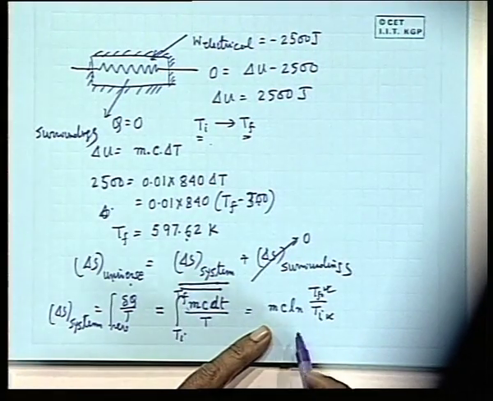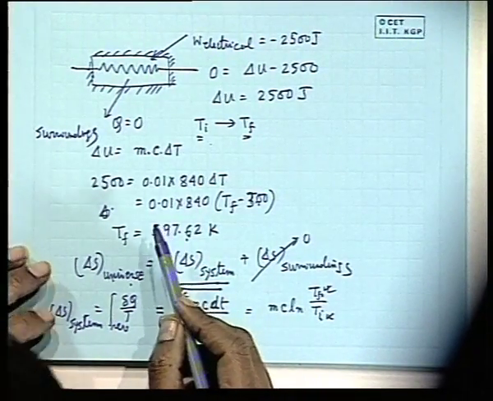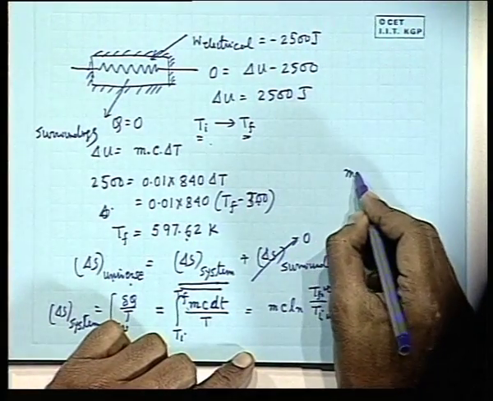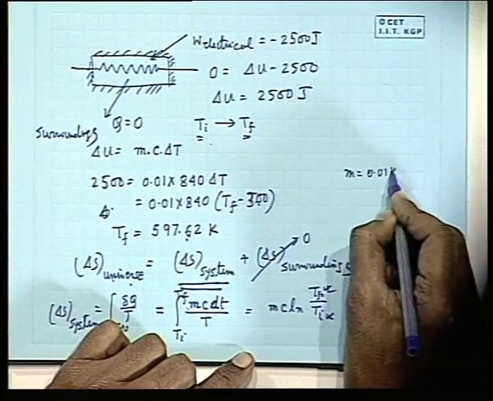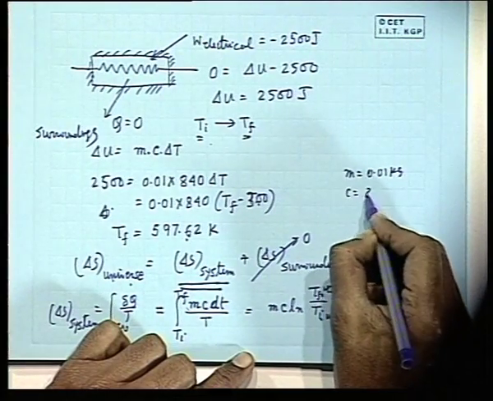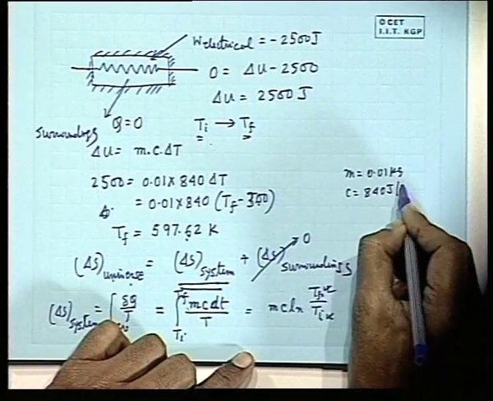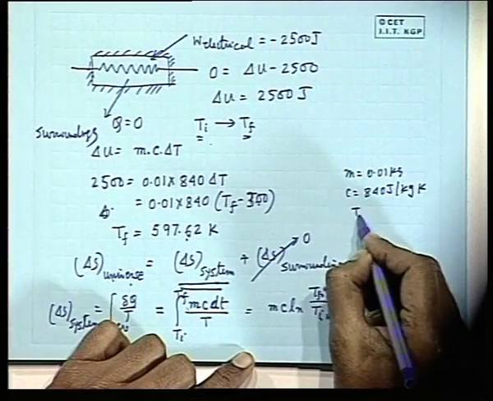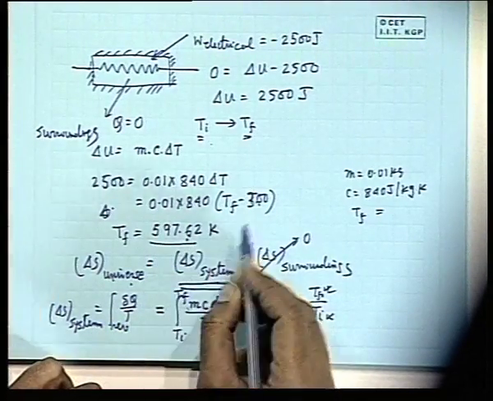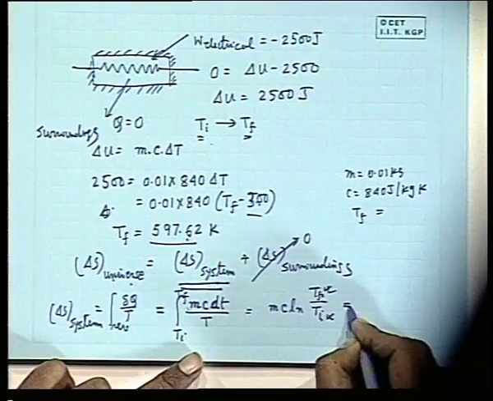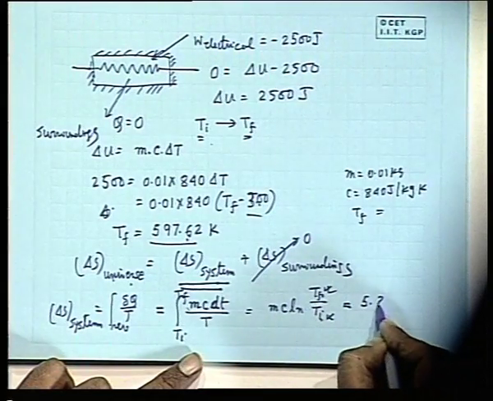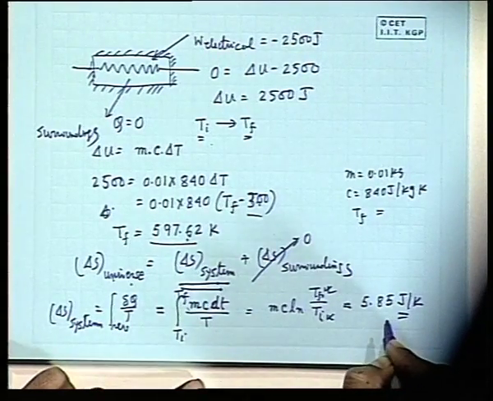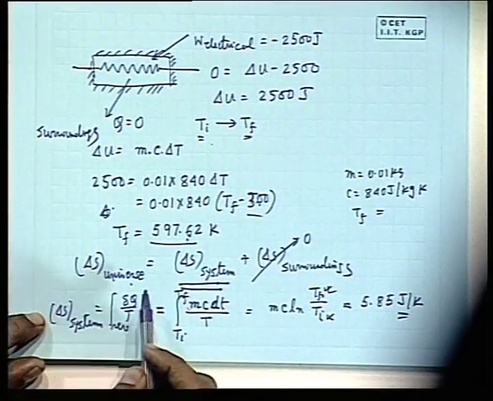Now, if you substitute the values, m is equal to 0.01 kg, and c is equal to 840 joule per kg K. Tf we have already found, and Ti is this, and you get delta S system as 5.85 joule per K. This is the unit of the entropy change. So, that becomes equal to delta S universe.